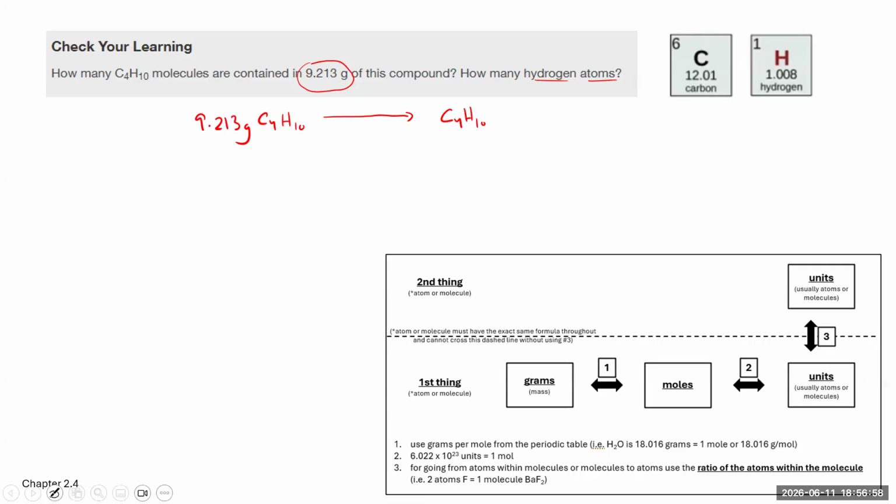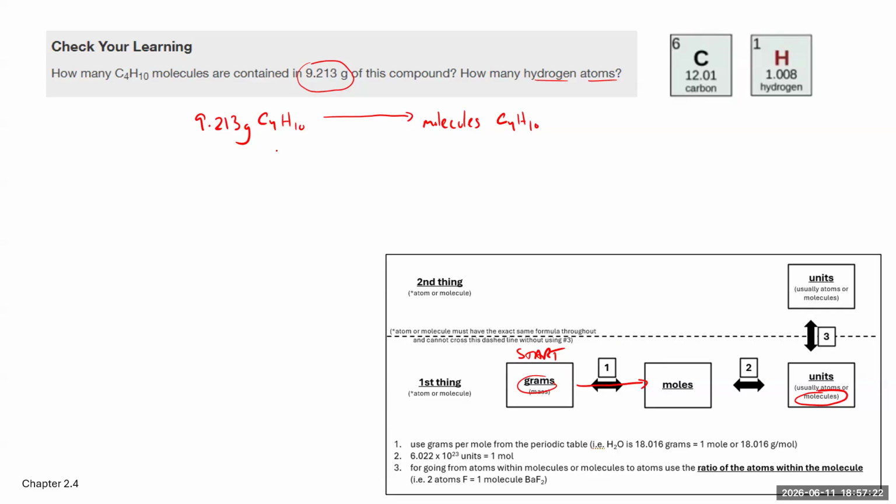I like writing it a different way, so let me just fix that. I like saying molecules of C4H10. All right, but how do we get there? Well, this is our start, and we're trying to get to molecules, right? Because we have grams. So we need to cross this, and we need to hit moles.